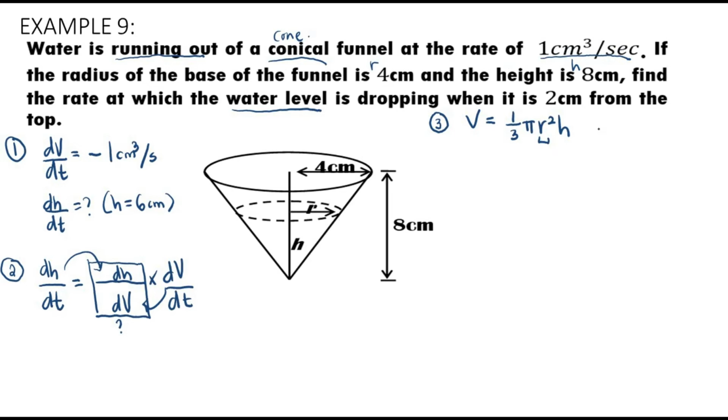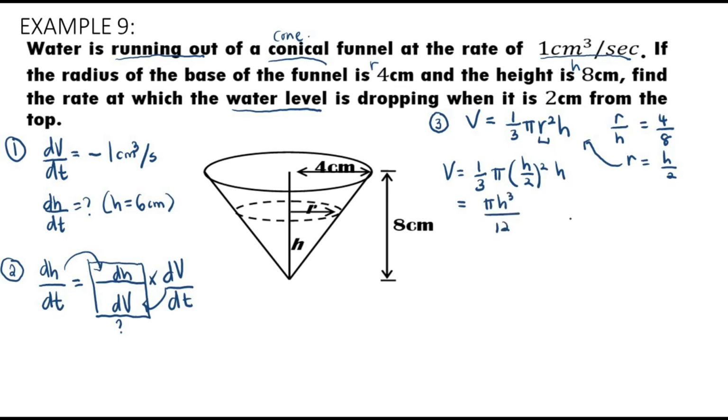Based on the information given in the question, we can use the concept of ratio. So r over h is basically 4 over 8. Means that our r is basically h over 2. Now we can use this equation in our volume equation. So now our volume would be equal to 1 over 3 pi times h over 2 squared times h. Simplify this, we're gonna get pi h cubed over 12.